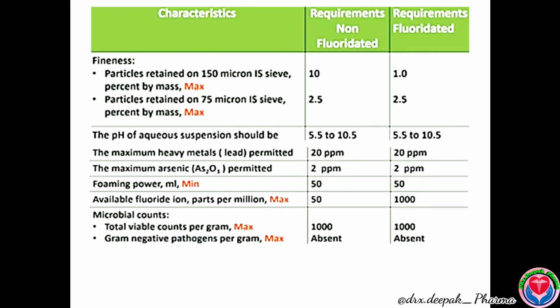Maximum arsenic permitted is 2 ppm for both, where the requirement is the same. Foam power in ml is minimum 50 in both conditions. Available fluoride ion in parts per million, maximum is 50 for non-fluoride and 1000 for fluoride. Microbial count, total viable count per gram, maximum is 1000 in both conditions, and gram negative pyrogen per gram is absent in both conditions.